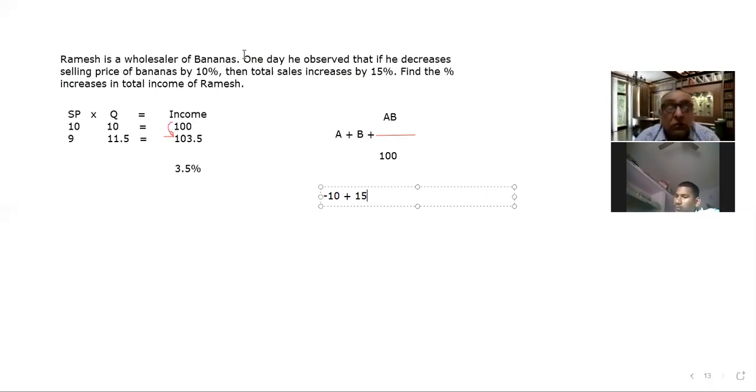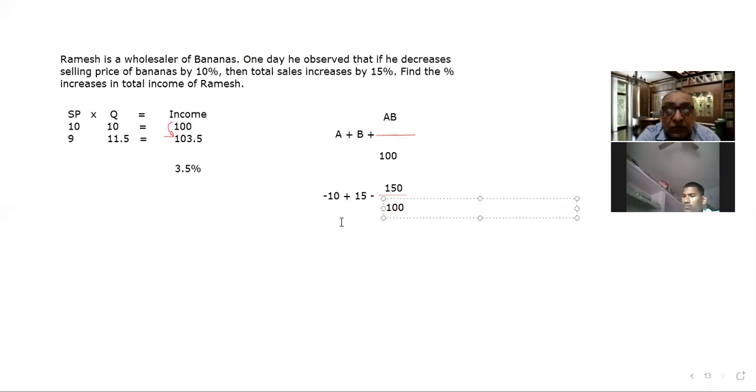Okay, so now A is negative, B is positive, so the product will be negative here. So A into B means 150, divided by 100.